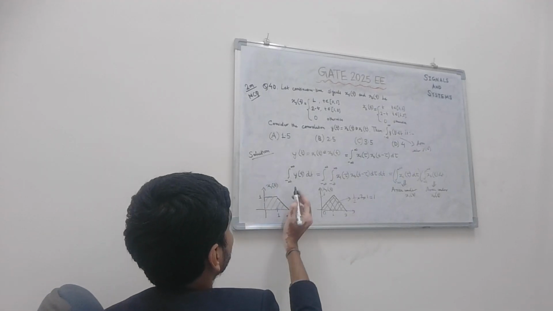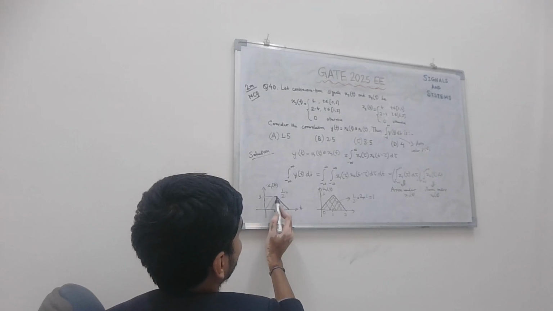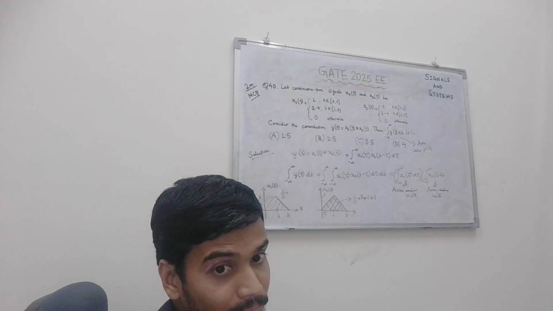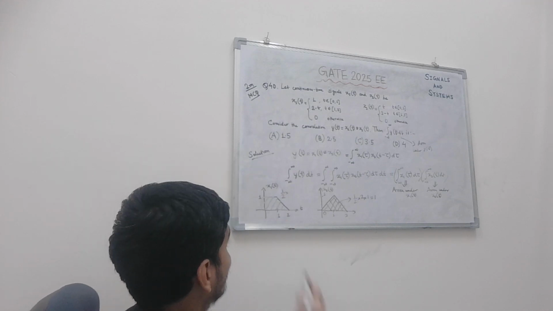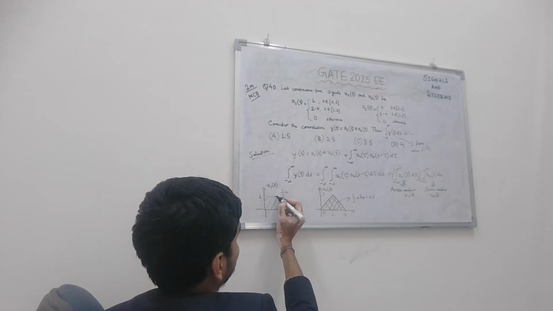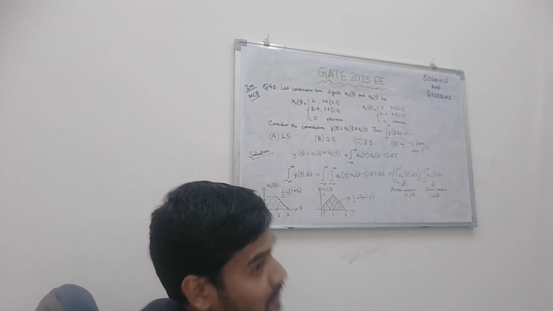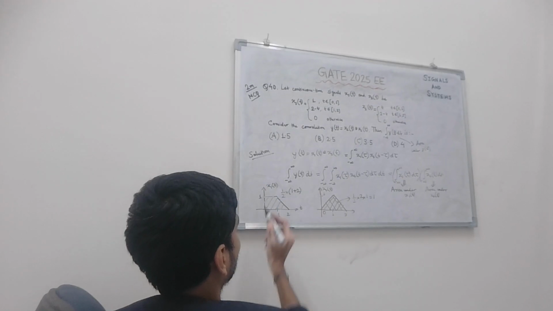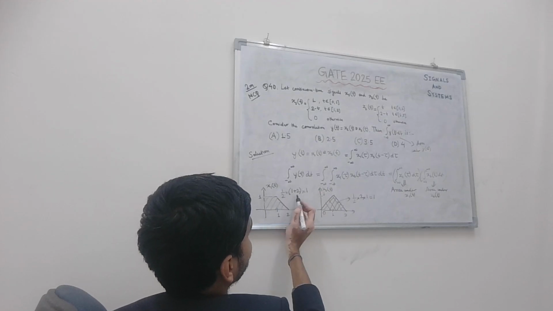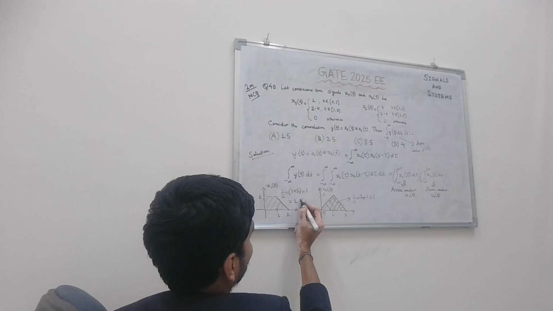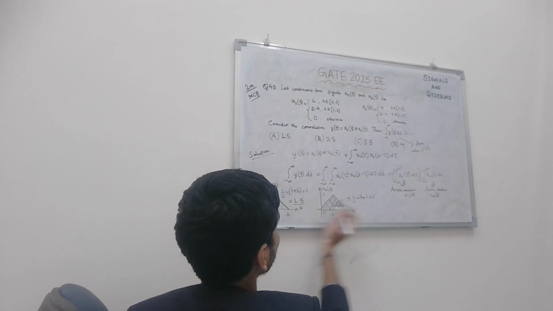And this area will be what? Half into sum of parallel sides. This is the parallel side and this one is the parallel side. These are the parallel sides. So it will be half into sum of parallel sides, this length is 1, this length is 2, into height, the distance between the parallel sides. What is it in this case? 1. So it will be half into 3 into 1, that is 1.5. So the area under x1(t) is 1.5 and the area under x2(t) is 1.